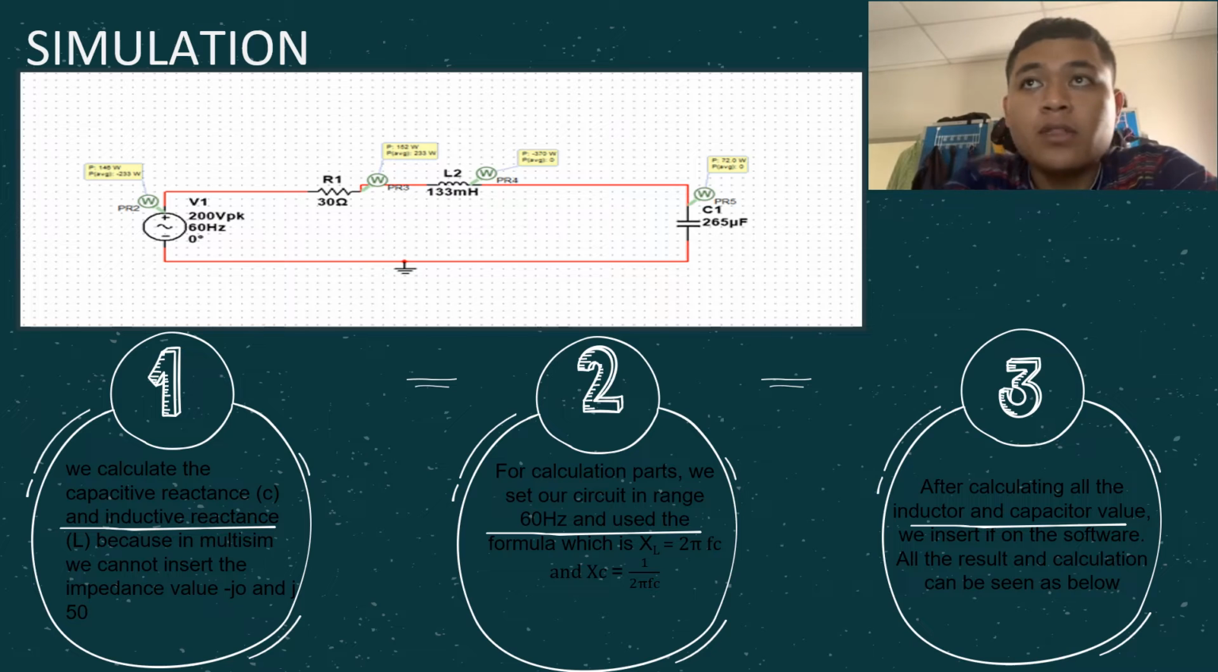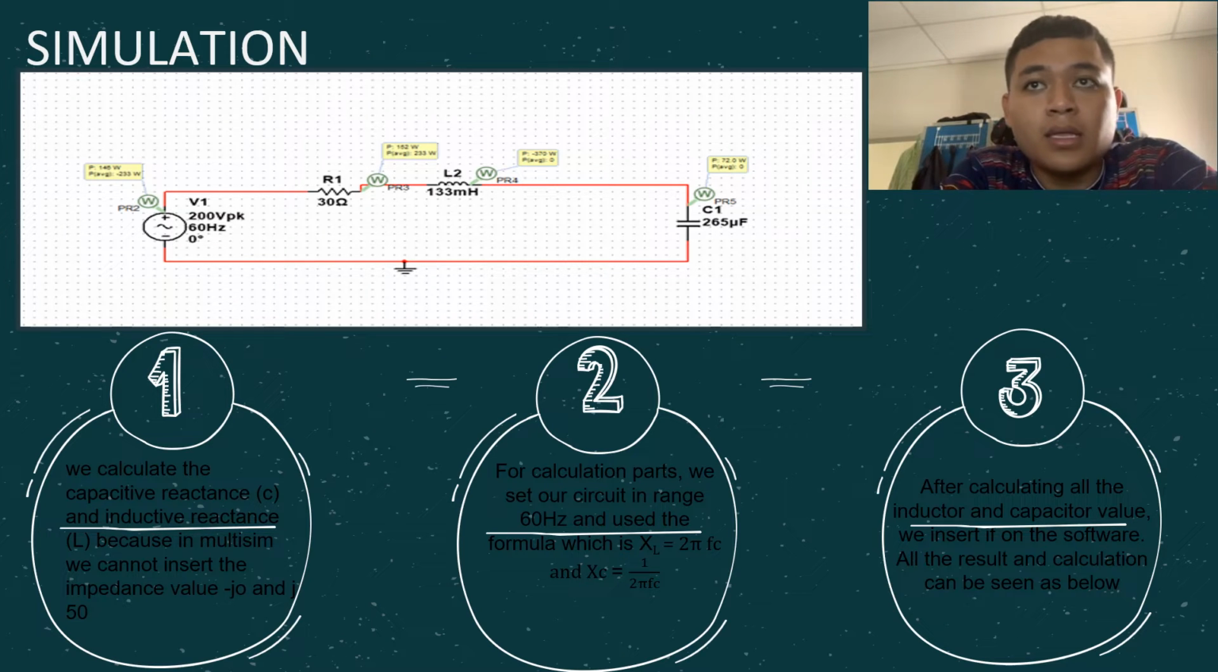So, for the simulation part, number 1, we calculate the capacitive reactance and inductive reactance because in Multisim we cannot insert the impedance value of negative j50 and j50.